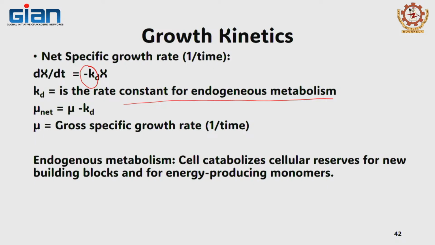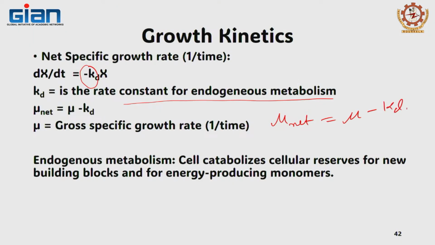It is related to specific growth rate as mu net, because you have your mu and then you have your k d. So, total mu net would be mu minus k d, where your mu is your gross specific growth rate. So, endogenous metabolism is when the cell catabolizes cellular reserves for new building blocks and for energy producing monomers, which are used for maintenance.